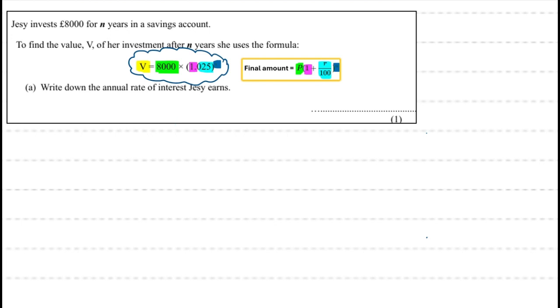R over 100. So we write 0.025 equals R over 100. Multiplying both sides by 100 will give us 2.5 equals R. So that means that the rate of interest, which is R, is 2.5%.